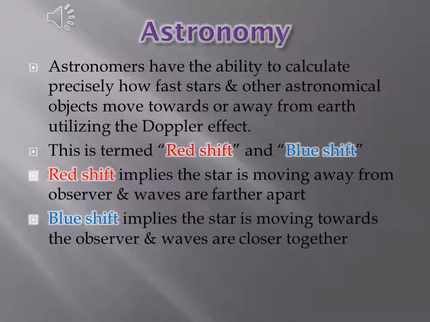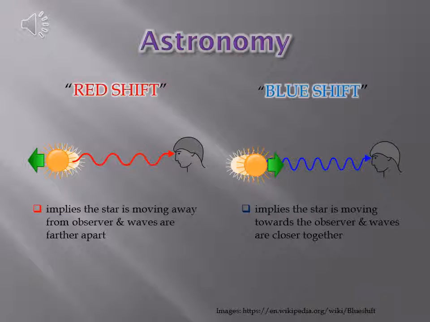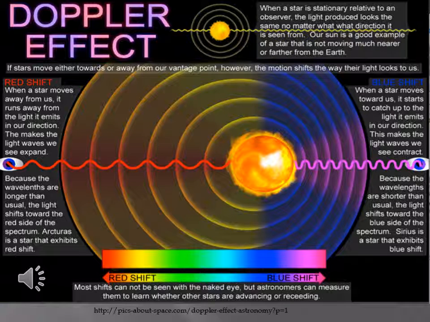The red shift and the blue shift describe how light changes as objects in space, such as stars or galaxies, move closer or farther away from us. The concept is key for charting the universe's expansion. The red shift implies the star is moving away from the observer and the waves are farther apart. The blue shift implies the star is moving towards the observer and the waves are becoming closer together. This illustration is excellent to further explain the red shift and the blue shift.